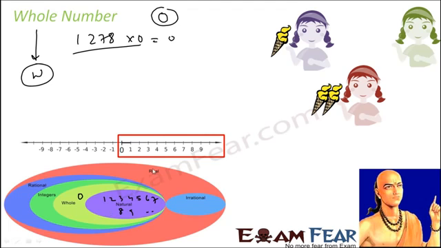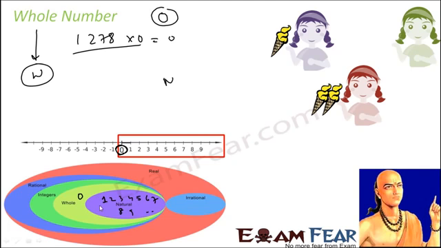It's a new concept, a new symbol given to 0. So we have this whole number concept, which is nothing but all the natural numbers and 0. So my question is, are all the whole numbers natural numbers? The answer is no, because 0 is a whole number which is not a natural number.